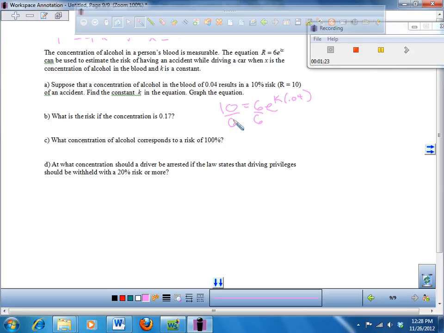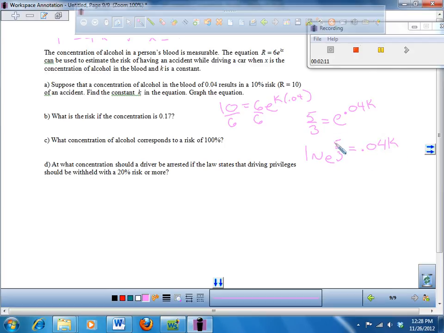So you get 10 divided by 6, which is 5/3, we'll leave it exact, equals e to the 0.04 in front of the k. Now what? Anyone have a guess? Natural log. Yes. You can think of it as taking the natural log of both sides, natural log of e to the 5/3.